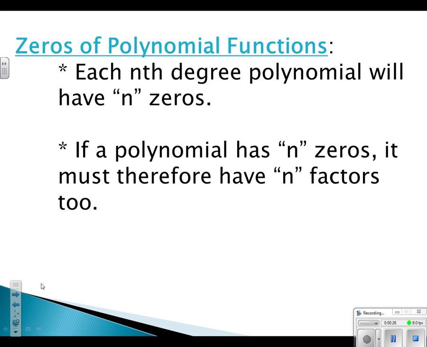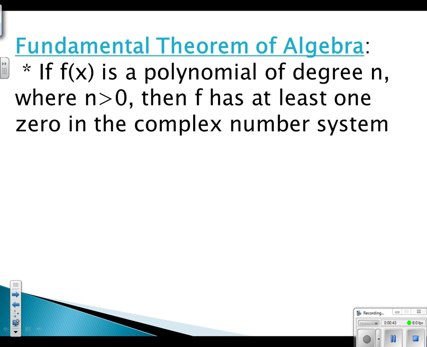We've been working with zeros of polynomial functions quite a bit lately. Each nth degree polynomial will have n zeros in it. If a polynomial has n zeros, it must therefore have n factors that led to those zeros. So these are things that should be pretty familiar to us. The fundamental theorem of algebra states that if f of x is a polynomial of degree n, where n is greater than 0, then f has at least one zero in the complex number system.